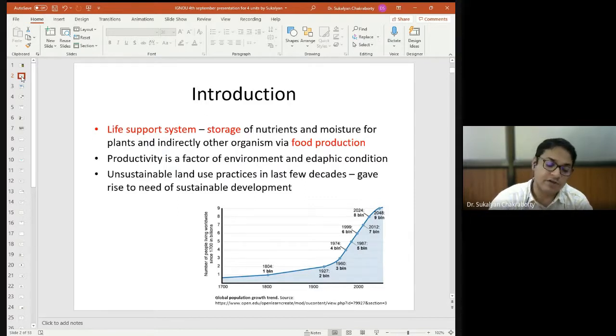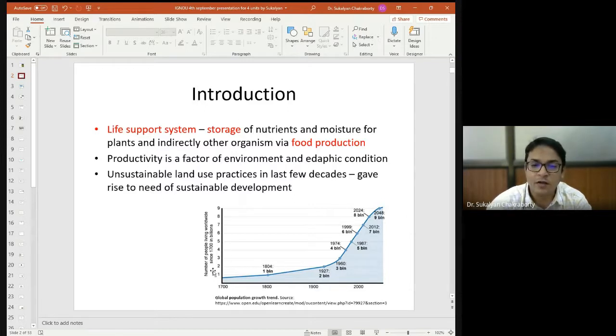But now the question arises that, okay, we have these resources. So what is actually the problem with it? The problem is the ever-growing population of our planet, which has reached 9 billion now. So this ever-growing population needs to be fed. And for providing food to this huge, magnanimous population of the world, what have we done? We have engaged ourselves into many unsustainable land use practices, which gave rise to the need of sustainable development.